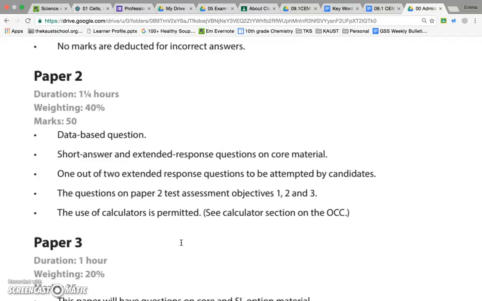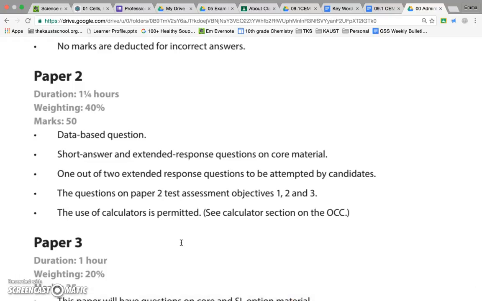With paper 2 for standard level, it's going to be 1¼ hours long, 40% weighting, so that's the highest weighting of all the papers, and 50 marks. Now you're going to have a database question, and I'm going to go through this and show you what that looks like. You will have some short answer questions, some extended response questions, and then you will have 1 out of 2 extended response questions that you could choose. So you only have to choose 1 out of 2 options.